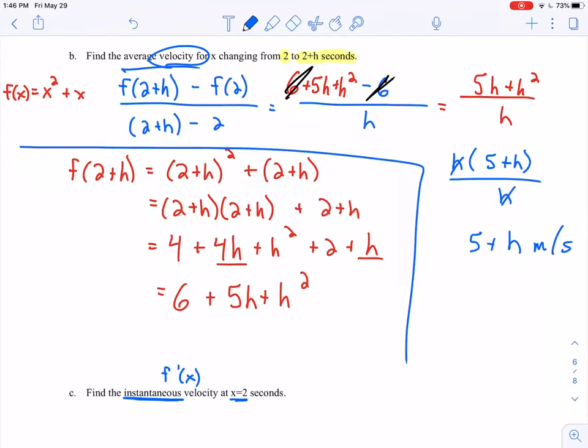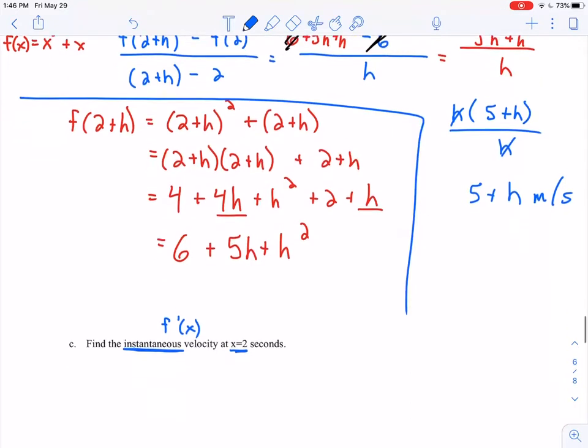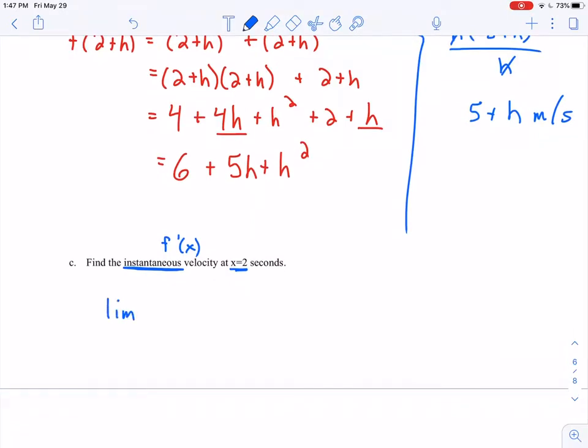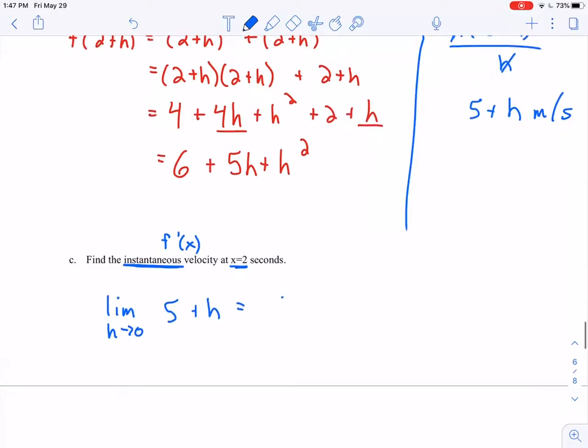It moves it closer and closer to 0. So really, that's the only new part of this that I need to look at here. I need to look at, okay, well, what's the limit as h approaches 0 of my average velocity I just found in part B? Well, that's 5 plus h. And okay, we evaluate this. We just plug 0 in for h. 5 plus 0 gives me 5 meters per second. So that's how fast the object is moving at exactly x equals 2 seconds.